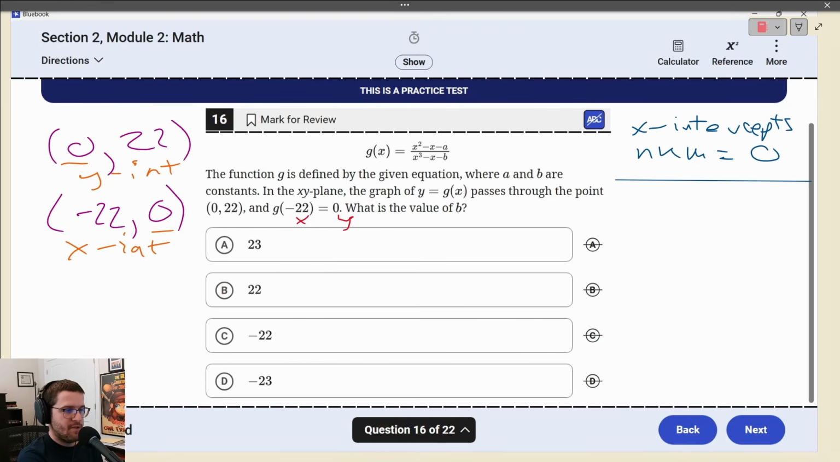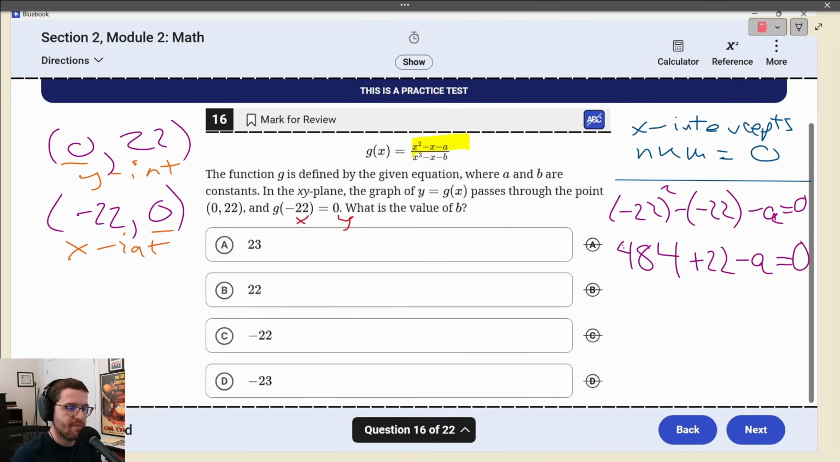So we can take that numerator, which is right here, and if we plug in that x value, negative 22, it should be equal to 0. So let's see. Negative 22 squared is 484. So we get 484 minus negative 22, that's plus 22, minus a equals 0. 484 plus 22 is 506. And I'm also going to add the a to the other side. So we get 506 equals a.